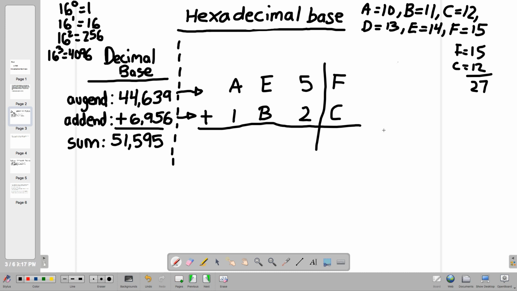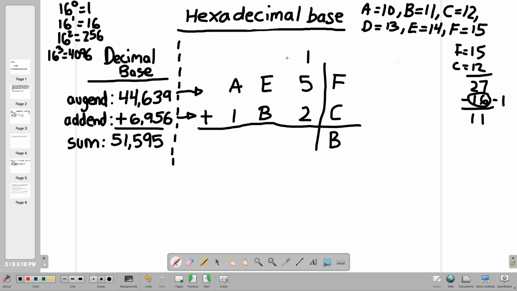But we can't have two digits in a column. We can only have one digit. So what we do here is subtract 16 from 27, and that leaves 11. The 16 here represents the carry, so we have a carry over to the next significant column. And the value 11 is represented as B in hexadecimal, so we put B right here.